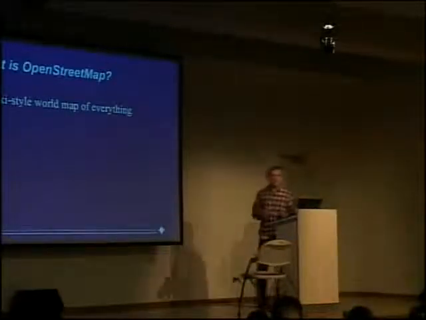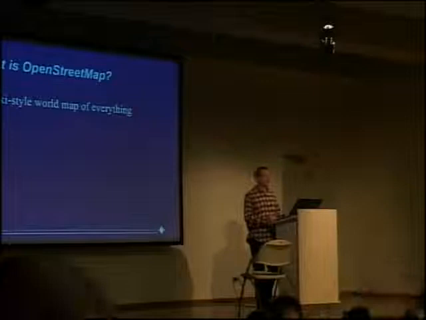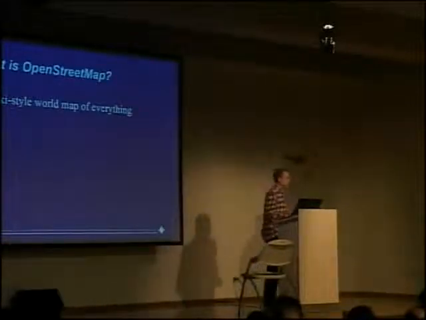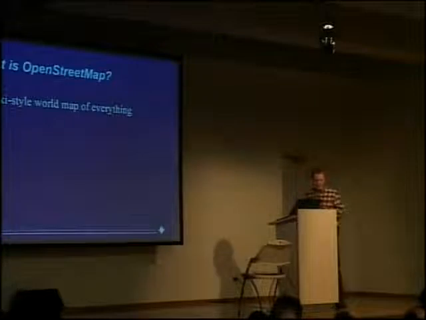Streets, of course, but also railways, rivers, bodies of water, forests, and so on, natural features, points of interest. Everything really that you need to make a nice map. Everything that you need to do routing, things like that.